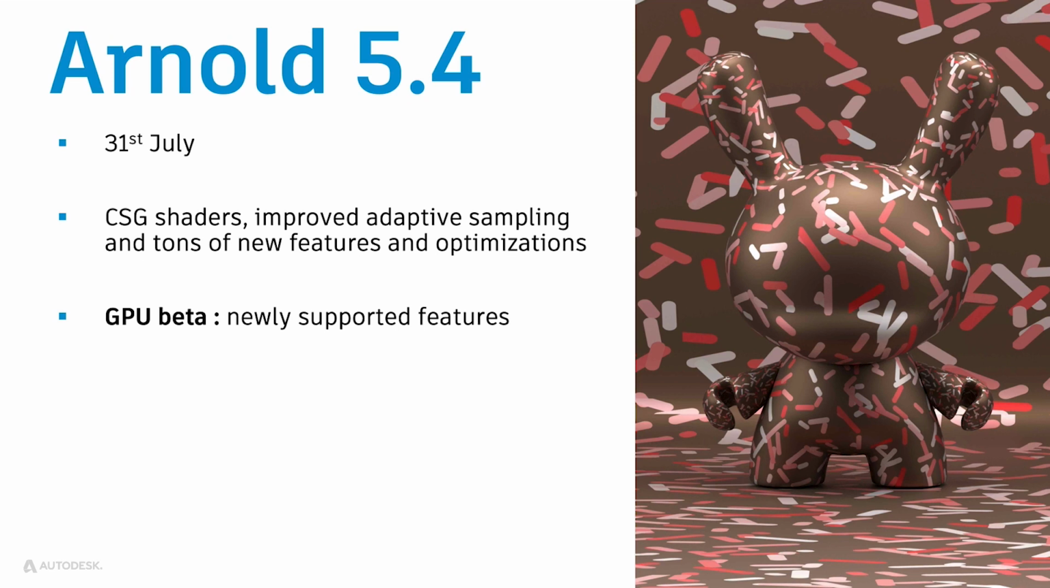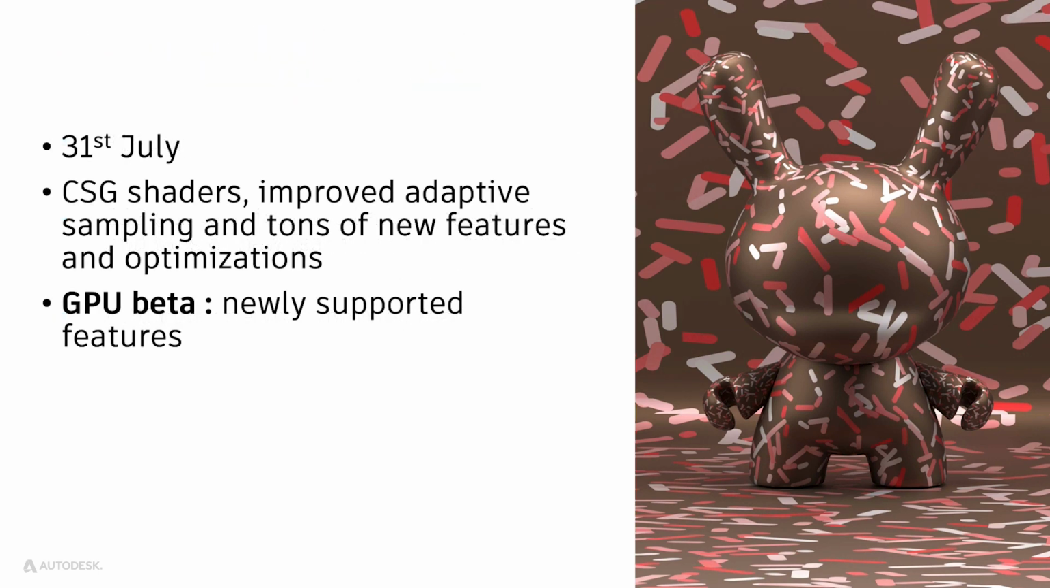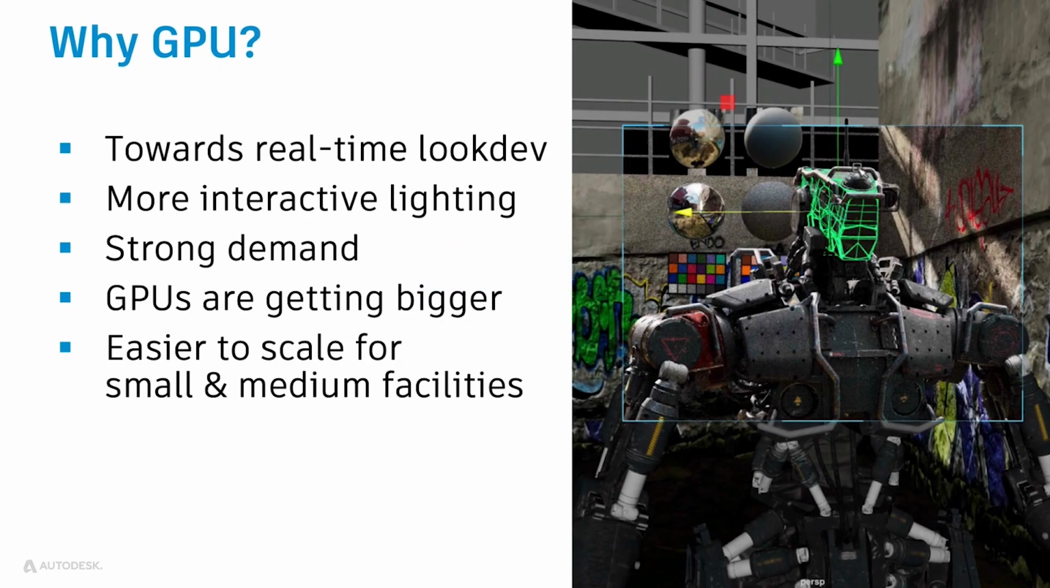Arnold 5.4 contains tons of new features like CSG shaders, improvements, and also newly supported features for the GPU beta, which is what I'm going to talk about right now. So Arnold GPU is in public beta. If you download Arnold, you have access to the GPU renderer. Arnold's been a CPU production renderer for 20 years. So why did we go for GPU?